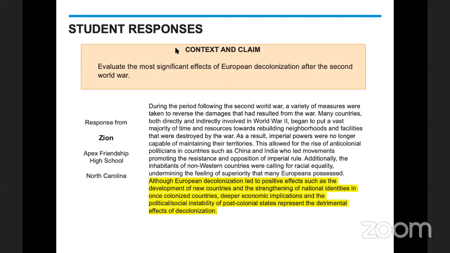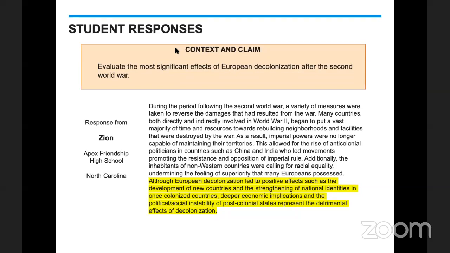This is from Zion. Zion attends Apex Friendship High School in North Carolina, and I thought this was a great response. The yellow highlighting is the claim at the end, and we have contextualization first. So if you'll just follow with me, I'll do this as a read aloud.